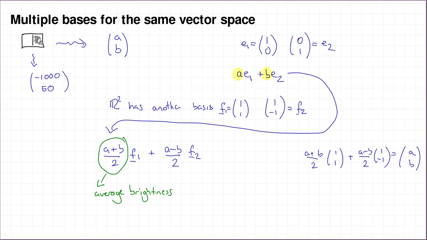And the second coefficient here is also telling us something meaningful about the image. It's telling us about how different the two squares were. Right? If they were the same brightness, then this coefficient would be 0, because a would be equal to b. But if they were very different, then a minus b would be very large. So this is telling us how different the two squares are.